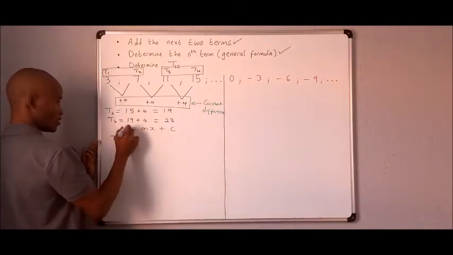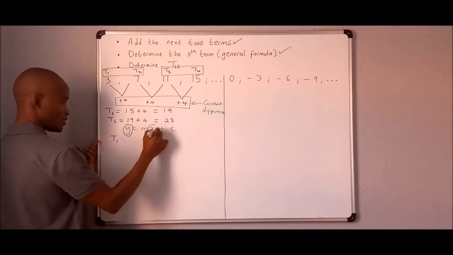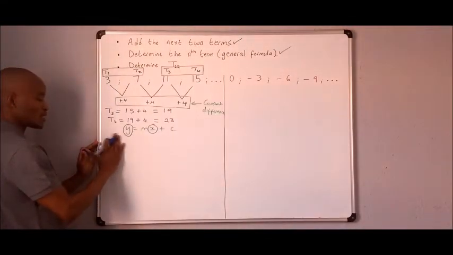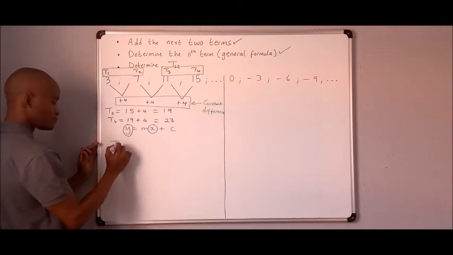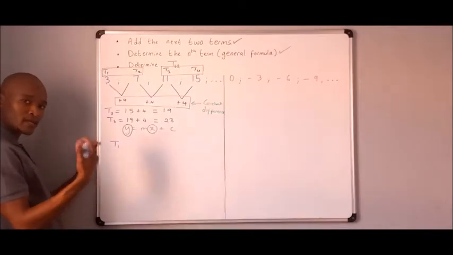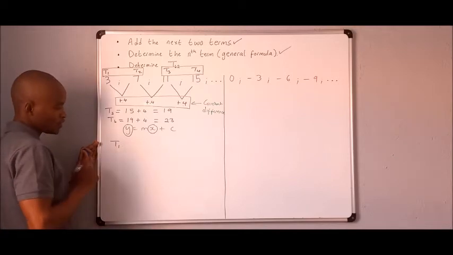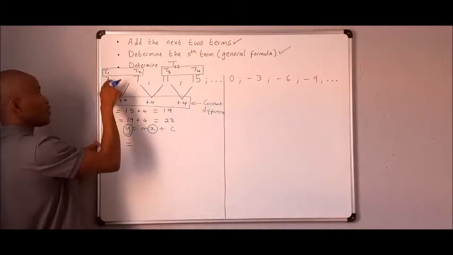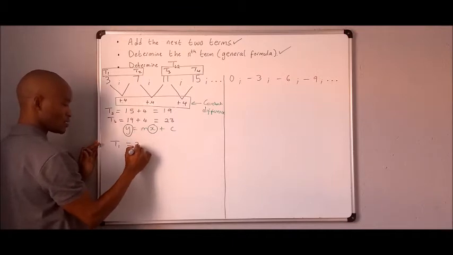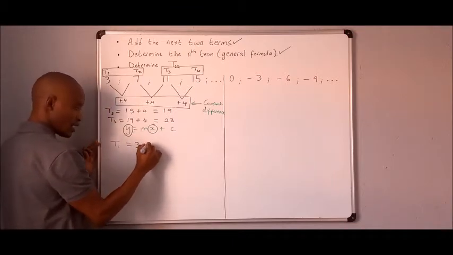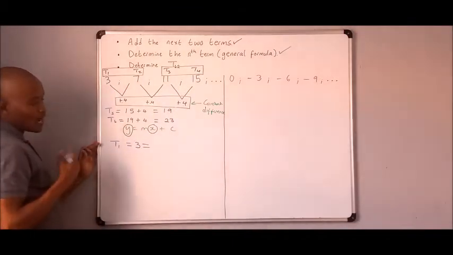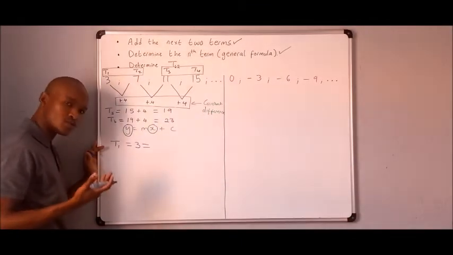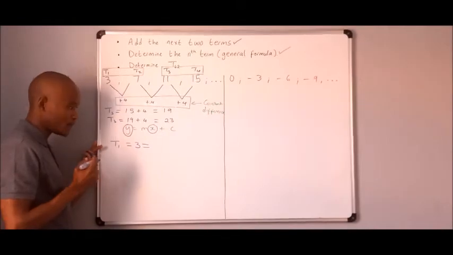Term 1, we know that y is related to x. That is just how it is, because a function is a relationship between the x values in the domain and the y values in the range. What is term 1, guys? Term 1 has a value of 3. And how can we now come up with an expression that will help us deduce the general formula?